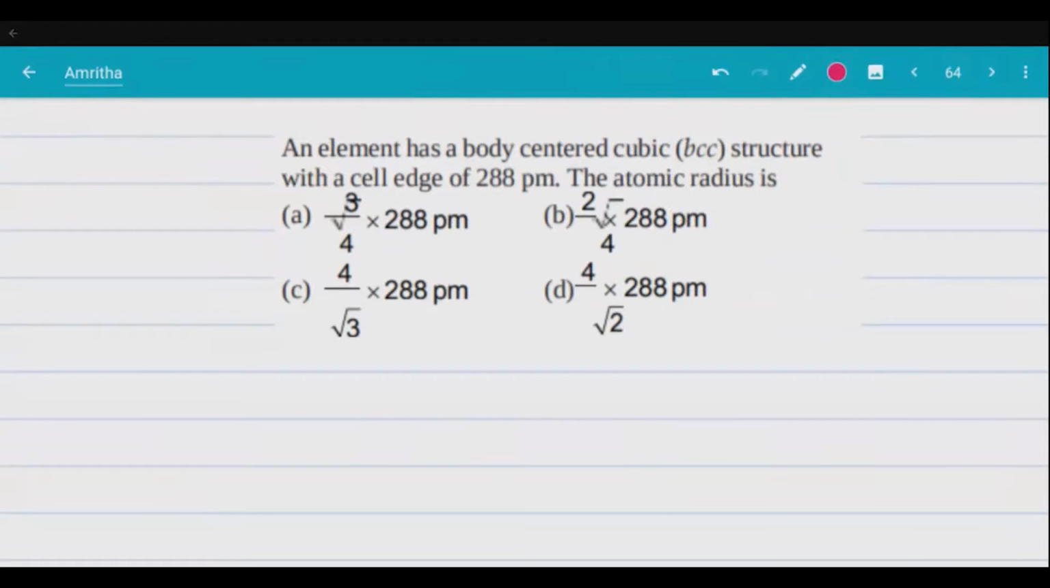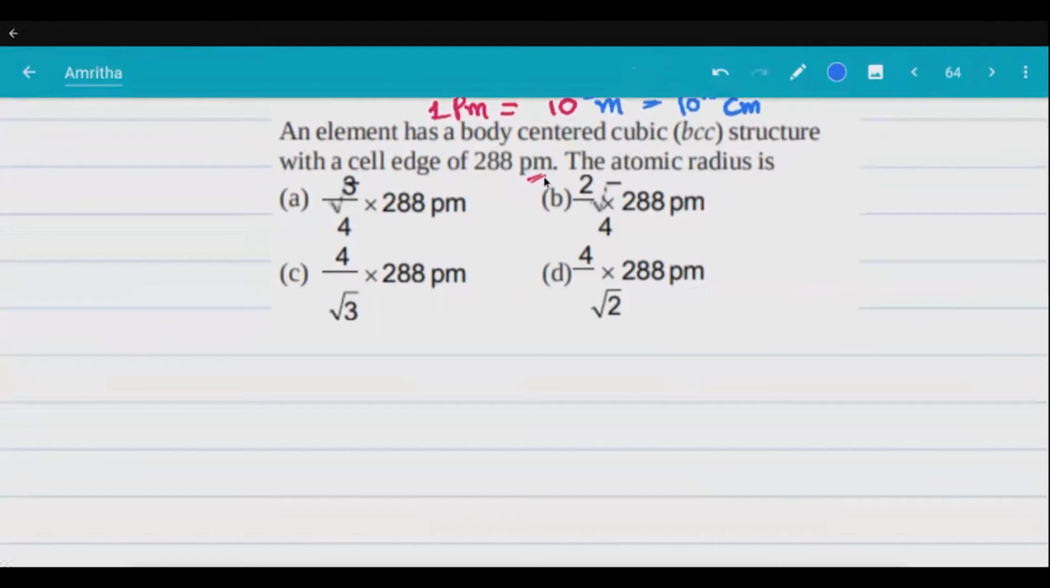BCC, if you look at, an element has a body-centered cube structure with a cell edge of 288 pm. Picometer. 1 picometer is how many meters? Do you know this? 10 power minus 12 meter. Or directly you can write 10 power minus 10 centimeter. Okay, fine. So that is just unit conversion.